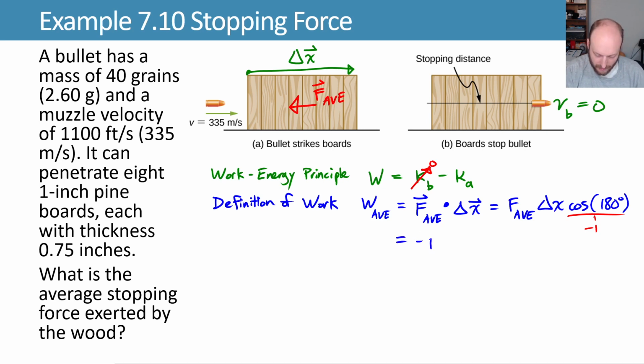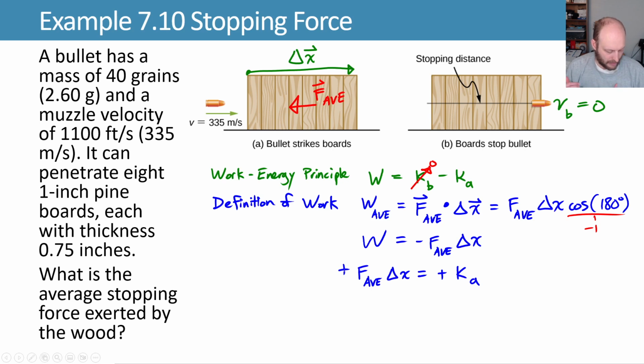Continuing, we have negative F_avg, average force, times delta x as our work. We can combine this with the first statement and say that negative F average times my displacement is equal to negative K_A. Multiply by a negative on both sides to cancel those out, and replace my kinetic energy here with 1/2 m v_A squared.